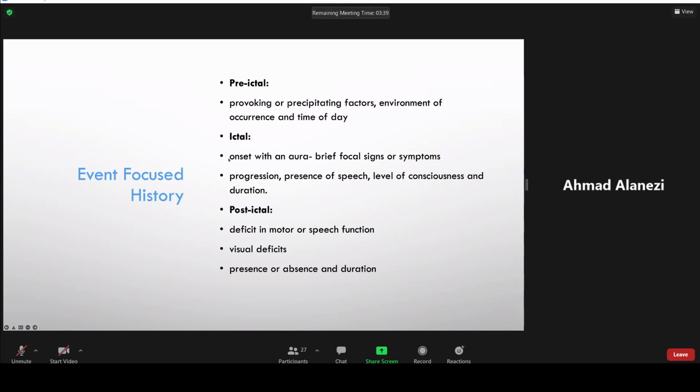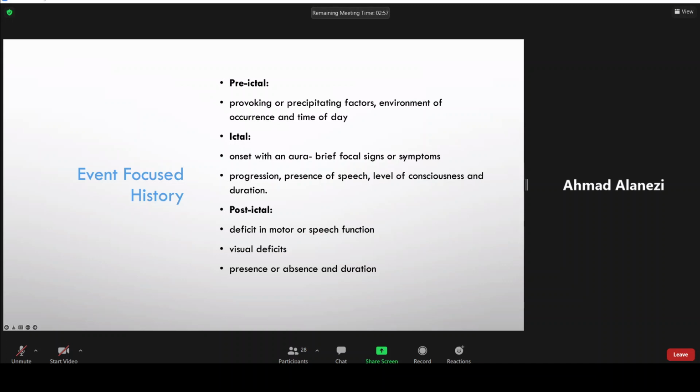For seizures, it's very important to take history and approach the history this way: pre-ictal, ictal, and post-ictal. Pre-ictal is very important. We are trying to find something we call aura. What was the situation before the seizure happens? The child was sitting or standing, or what was he doing? Is there any aura or premonitory sign or symptoms that cause him to have seizures, or precipitating or provoking factor?